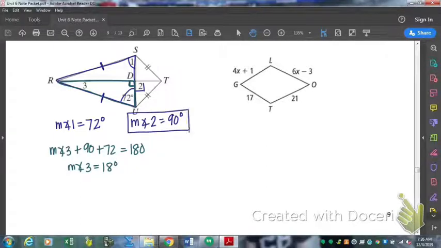Okay, so we found all of those guys. Remember, what we're doing here is we are taking what we know and we're applying it to the diagram. And once we've got that diagram all filled in with all of its information, then we're using that to find what we're missing. Okay, in this next one, we do have a kite.